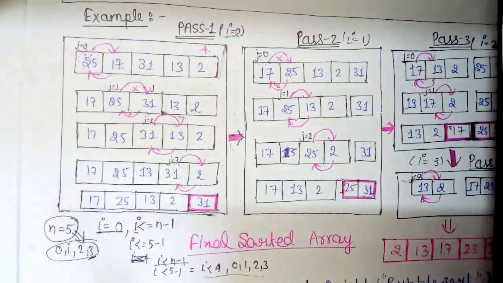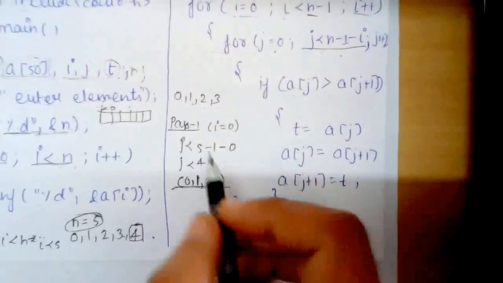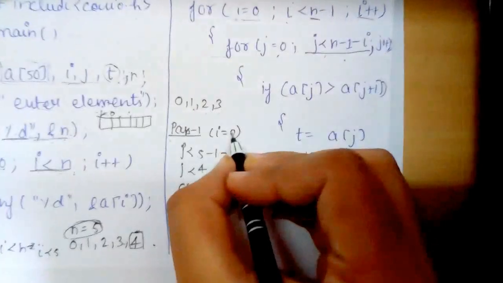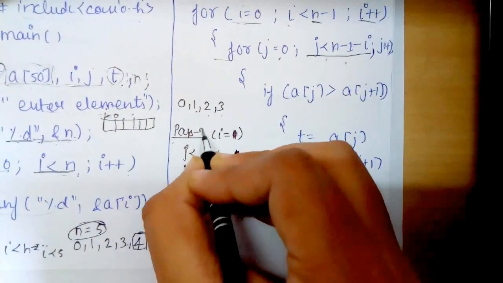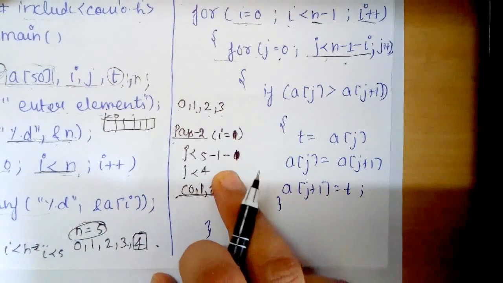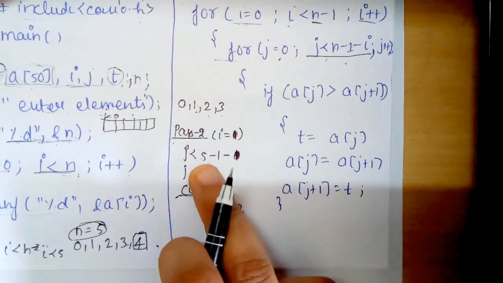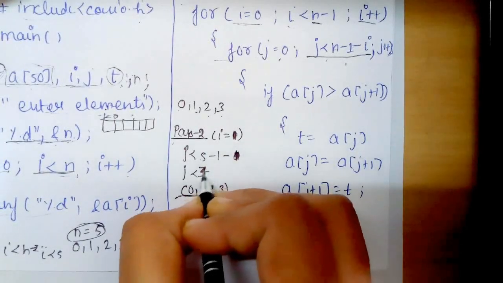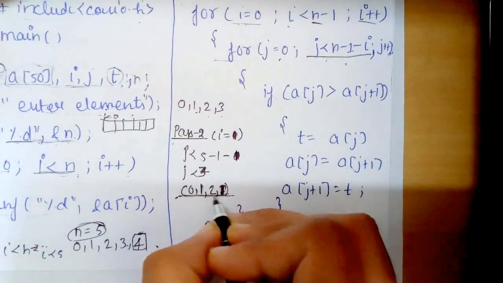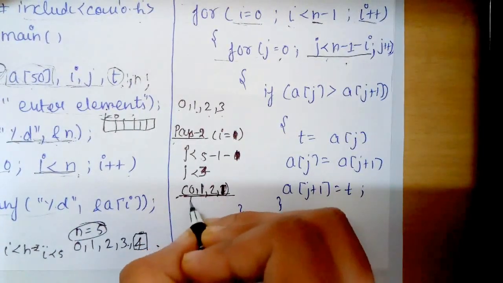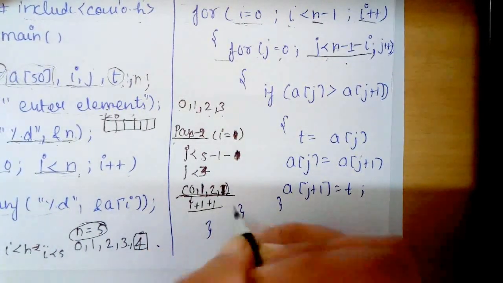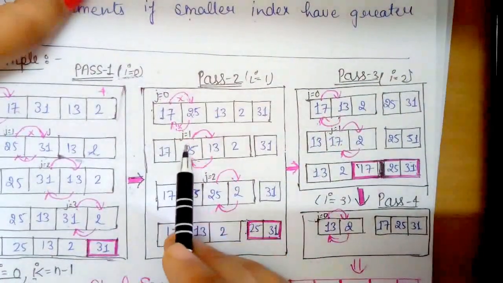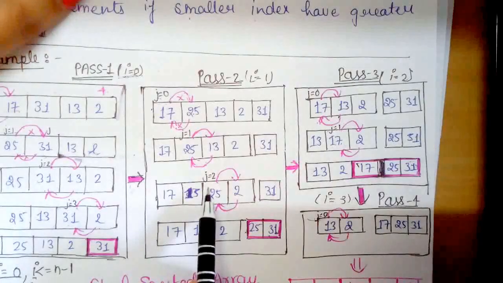Now if you put i equal to 1 for pass 2, that is 5 minus 1 minus 1, that is j less than 3. So it will go up to 0, 1 and 2, which means 3 comparisons. It will execute for j equal to 0, j equal to 1, and go up to j equal to 2.